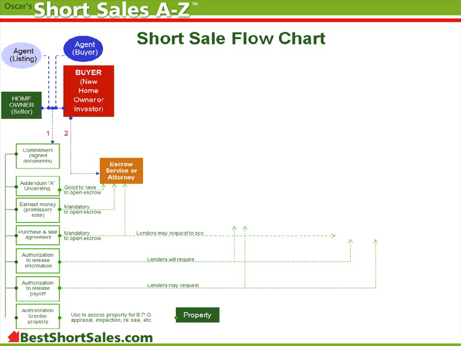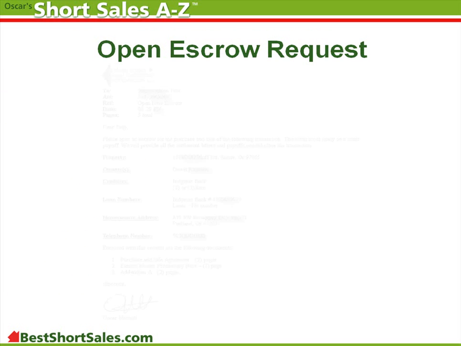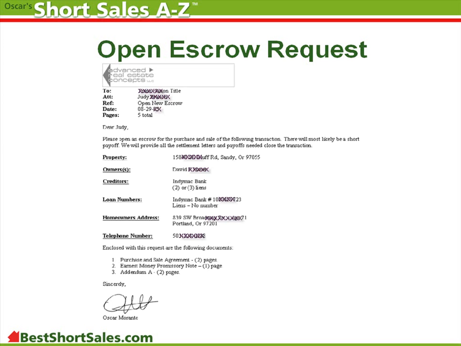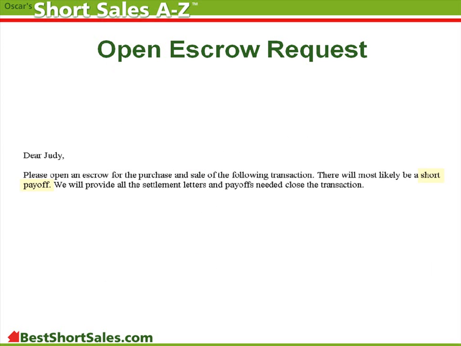Opening of escrow. Once all the documents are obtained, the first thing a short sale negotiator needs to do is open an escrow. This is a good example of an open escrow request. It is a good idea to start by stating that the transaction will require a short payoff. Also, that the settlement letters needed to close the transaction will be provided by the person negotiating the short sale. This vastly reduces the escrow service workload.